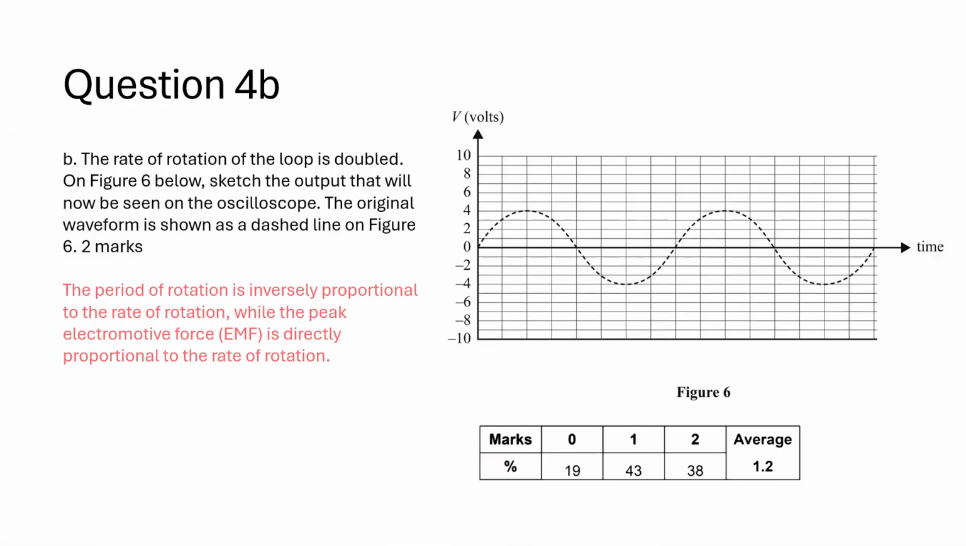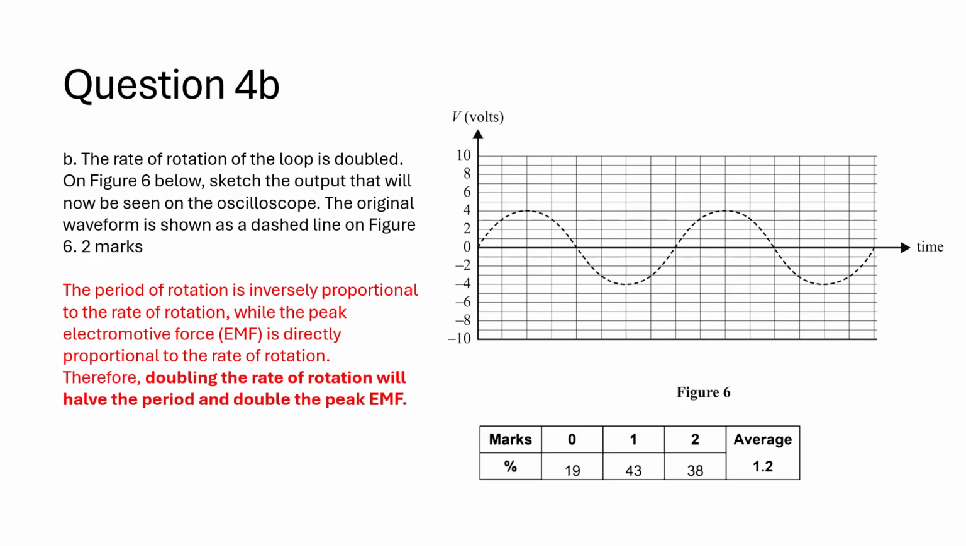The period of rotation is inversely proportional to the rate of rotation, while the peak electromotive force, EMF, is directly proportional to the rate of rotation. Therefore, doubling the rate of rotation will halve the period and double the peak EMF.